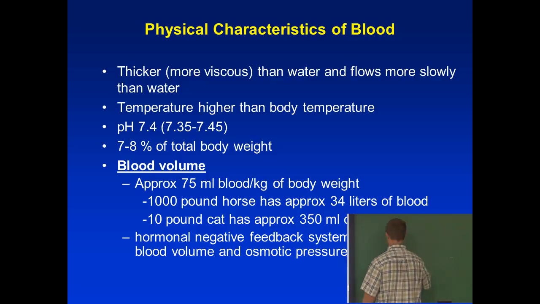58? 68. Is that what you said? Okay, so 68 kilograms for the average 150-pound person times 75 mils. What does that come out to be? 5,100? Okay, 5,100, or 5.1 liters. And that's about right for humans, somewhere between 4.5 to 6 liters of blood per individual. Guys have a little bit more, okay?